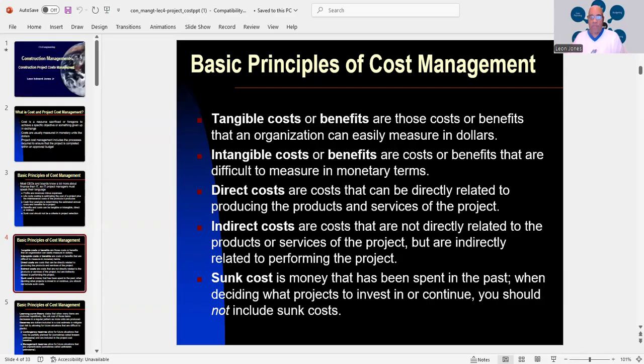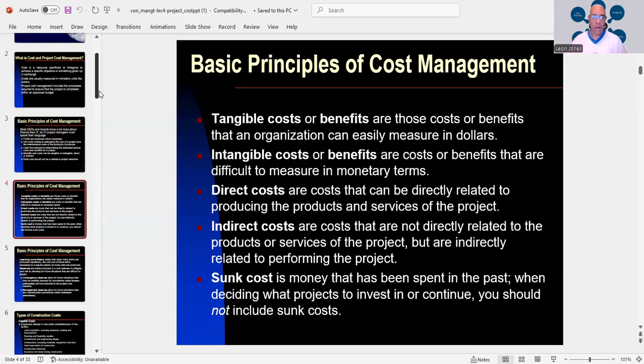It's not physical. Then you have direct costs, and they're costs that can be directly related to producing the products and services of the project. Then there are indirect costs, or costs that aren't directly related to the products or services of the project, but are indirectly relating to performing the project. And then you have sunk costs, which is money that has been spent in the past. When deciding what projects to invest in or continue, you should not include sunk costs.